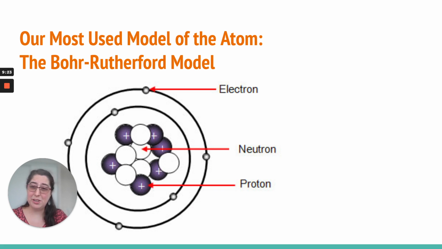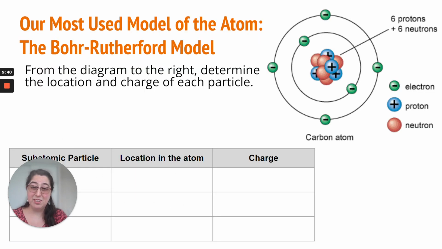So here you can see, we kind of call this the Bohr-Rutherford model because it's their two ideas together. We've got a dense nucleus in the middle that is positive, and we've got electrons, those negative charges, in orbits around the nucleus. So see if you can fill in this table. We've got our 3 subatomic particles. Subatomic just means smaller than an atom. And where they're located and what their charge is.